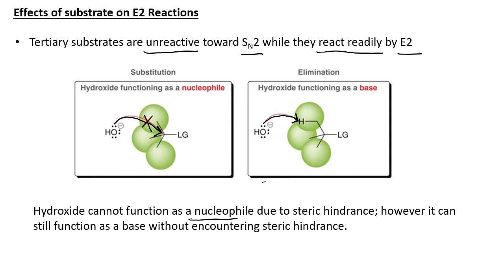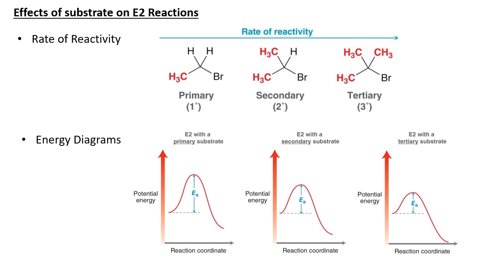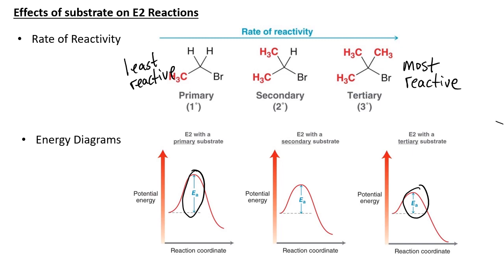So hydroxide can't act as a nucleophile with a tertiary substrate. However, it can function as a base because it doesn't have to deal with the steric hindrance or the bulkiness around that electrophilic carbon. Tertiary substrates are the most reactive for E2 eliminations. Primary substrates are least reactive. And we can understand this by looking at the energy diagram. So if you see the activation energy is lowest for a tertiary substrate, with the activation energy being the highest for a primary.